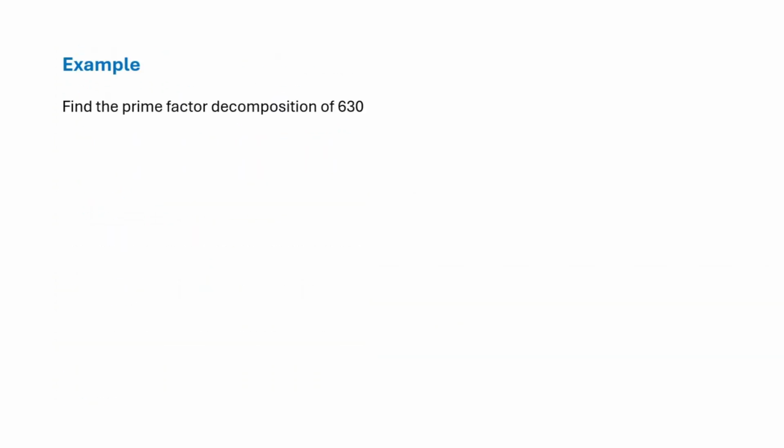Let's see how this works with an example. We want to find the prime factor decomposition of 630. First, we write 630. Then we draw a vertical line beside it. If you're still getting used to this method, it can also help to write a short list of prime numbers at the top of the page. 2, 3, 5, 7, 11, and so on. We start with the smallest prime number, which is 2. Can we divide 630 by 2? Yes, because it's an even number, so we write 2 on the right. 630 divided by 2 is 315. We write 315 underneath.